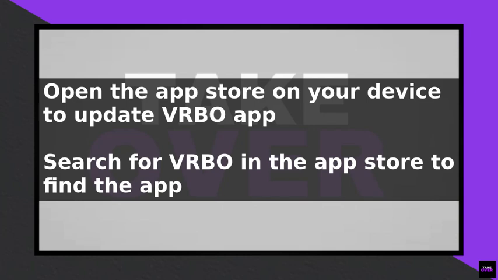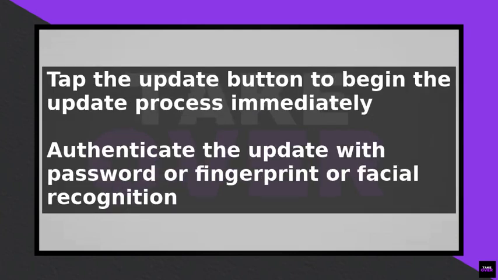If an update is available, you will see an update button next to the app icon. Tap on this button to begin the update process. You may be prompted to enter your password or use fingerprint or facial recognition to authenticate the update. If you do not see the update button, you can also check for updates in the App Store settings.